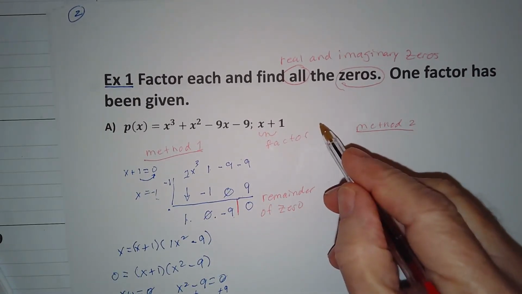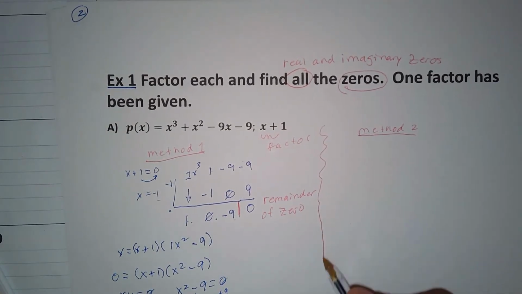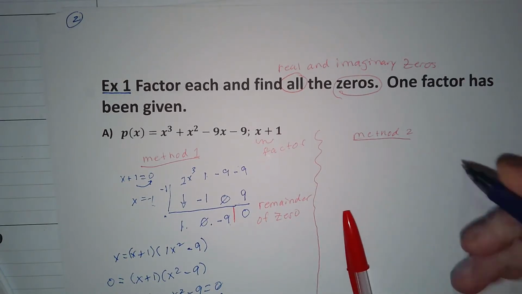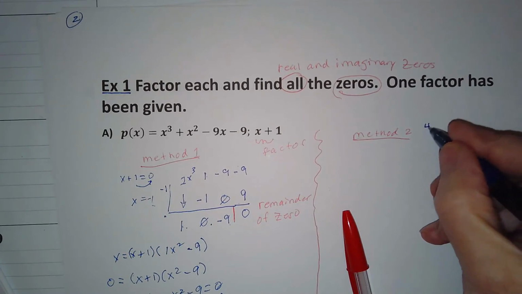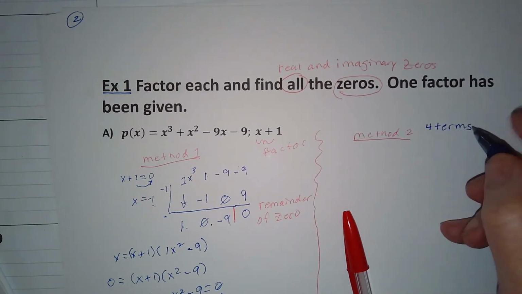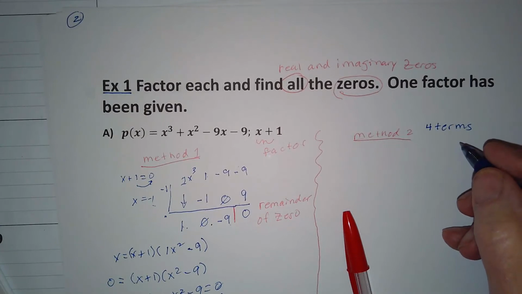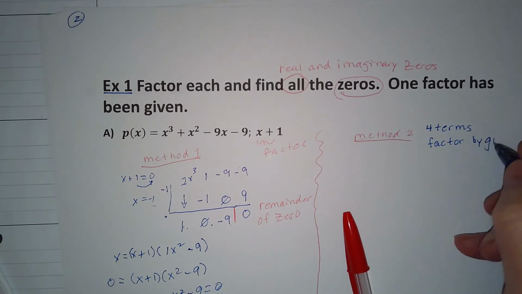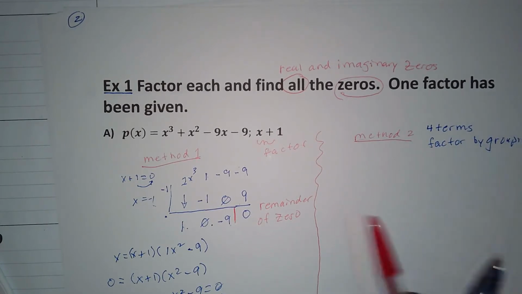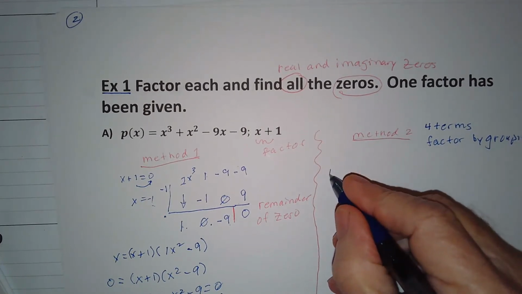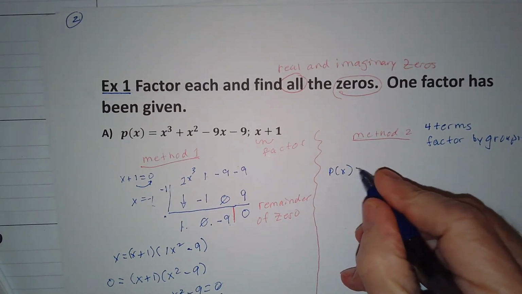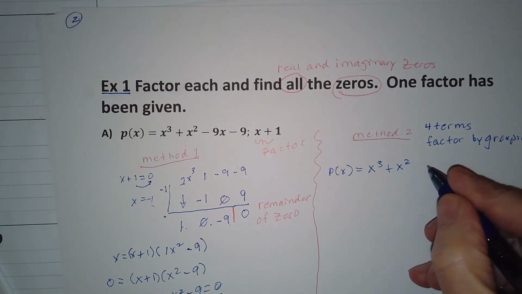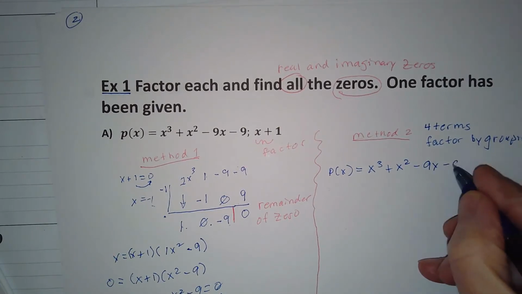Now we can also do this using the grouping method because we have 4 terms. So we just write that, 4 terms, so we can factor by grouping. All right, so our function is p of x equals x cubed plus x squared minus 9x minus 9.